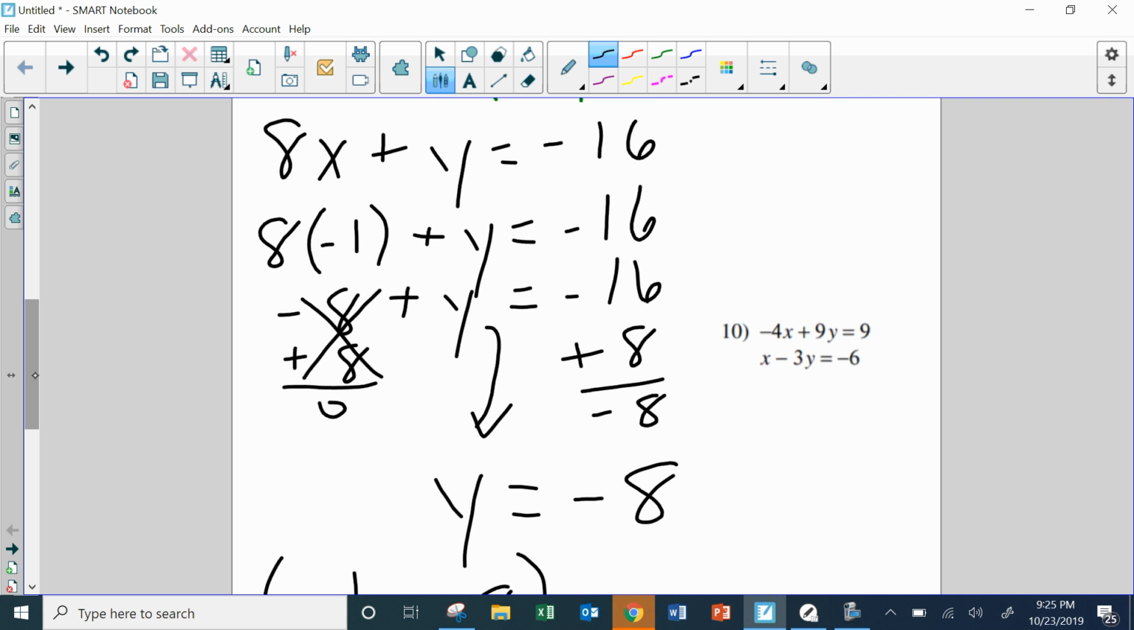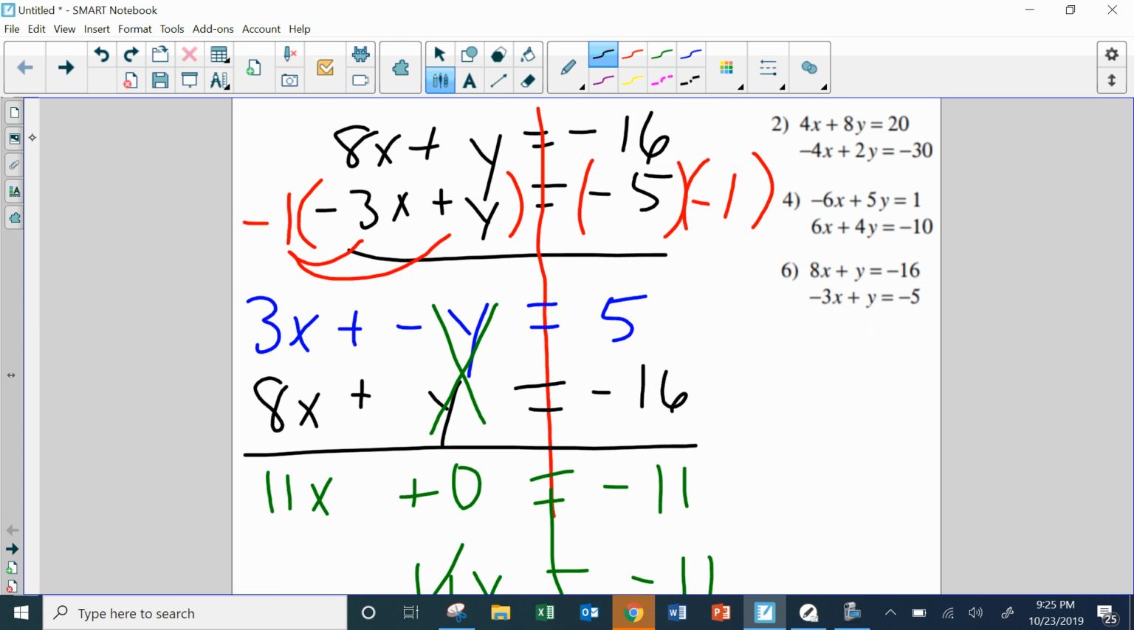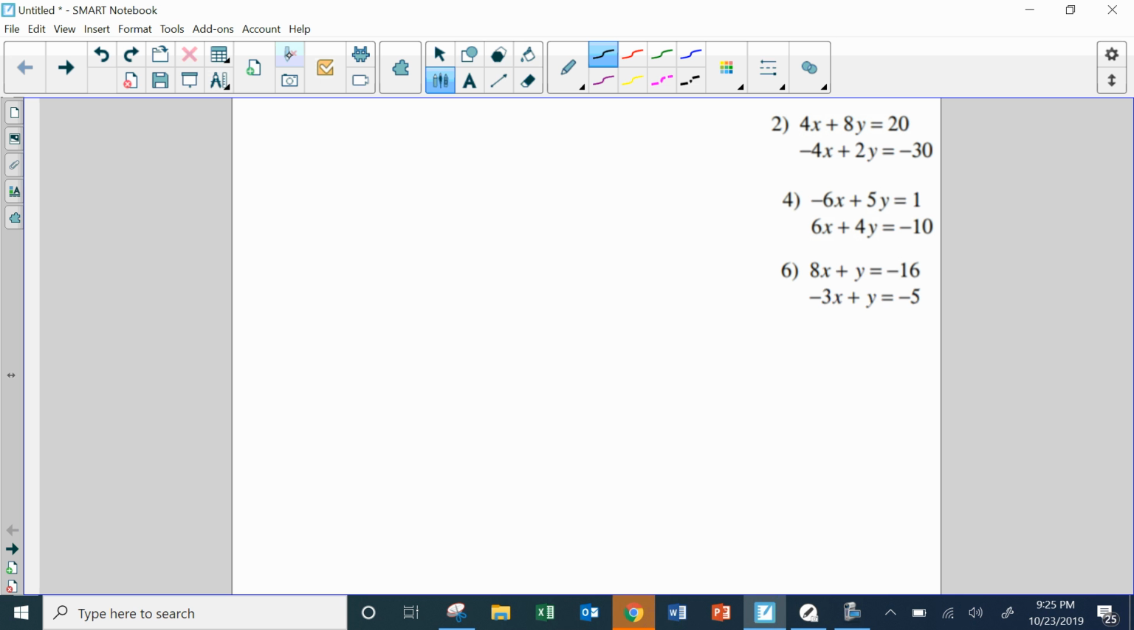Pretty sure I did that. Yeah. I can plug it in real quick if I went back up here to the top. So if x is negative 1, that would be positive 3. Positive 3 plus negative 8 would give me negative 5. So that works. All right, so we did those first 3. You have 3 examples. Here's the last one I'm going to do on this.